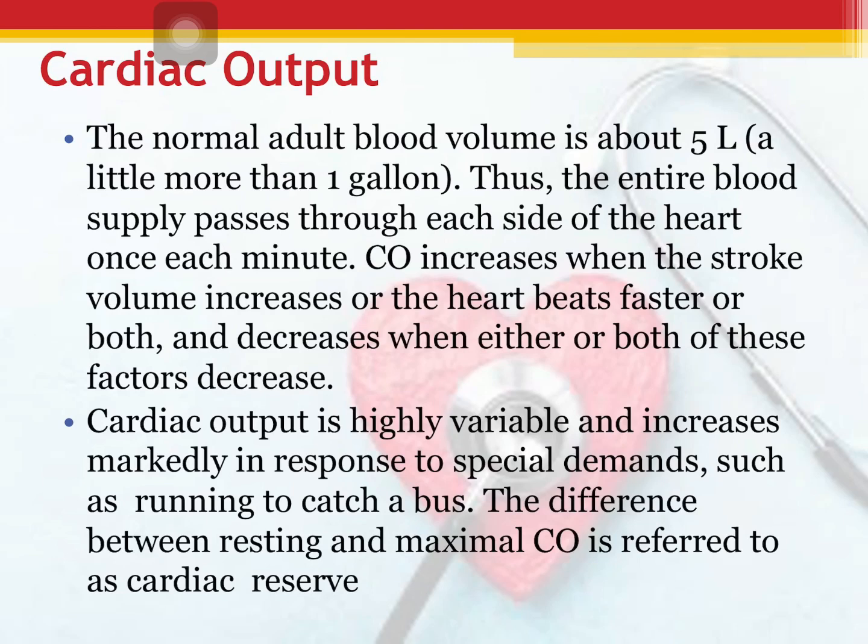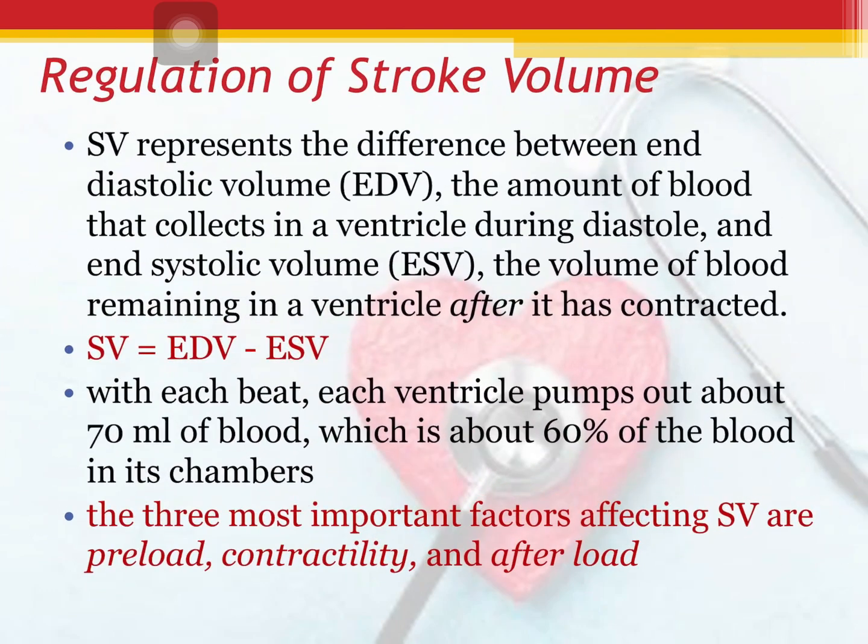Cardiac output increases when the stroke volume increases or the heart beats faster or both. And also cardiac output decreases when either or both of these factors decrease. Cardiac output is highly variable and increases markedly in response to special demands such as exercising, running to catch a bus, or doing some chores. So, the difference between resting and maximal cardiac output is referred to as cardiac reserve.